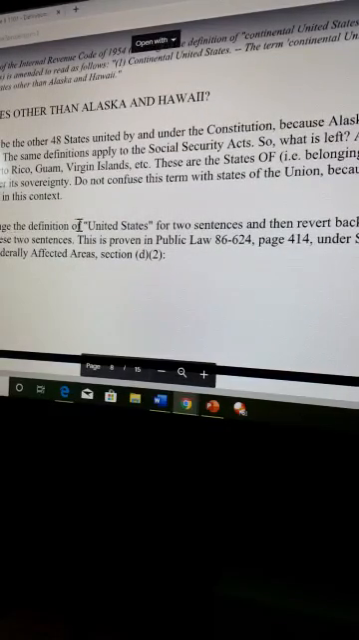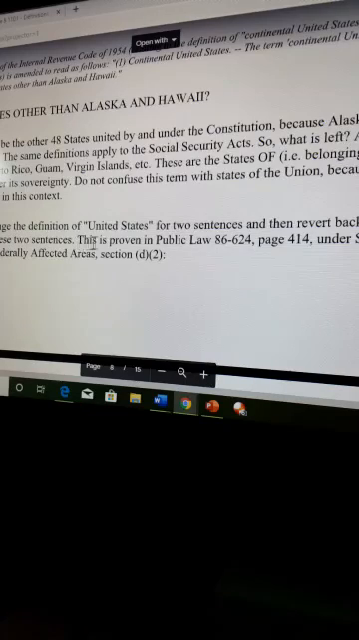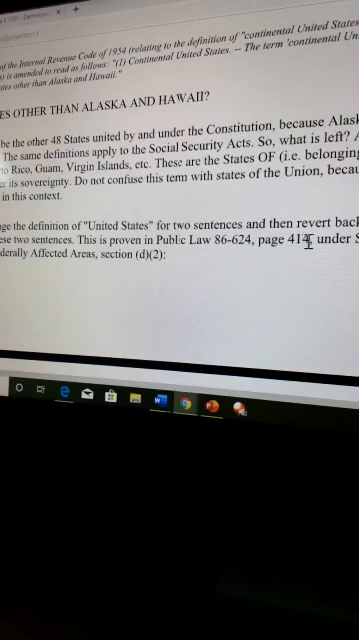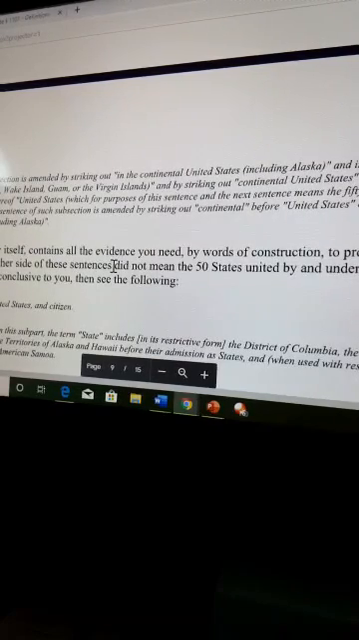Congress can also change the definitions of the United States for two sentences and then revert back to the definition it used before these two sentences. This is proven in Public Law 86-624, page 414, under School Operation Assistance in Federally Affected Areas, Section D2. The fourth sentence of such subsection is amended by striking out "in the continental United States, including Alaska," and inserting in lieu thereof "other than Puerto Rico, Wake Island, Guam, or the Virgin Islands," and by striking out "continental United States" in clause 2 of such sentence and inserting in lieu thereof "United States, which for purposes of this sentence and the next sentence mean the 50 states and the District of Columbia."